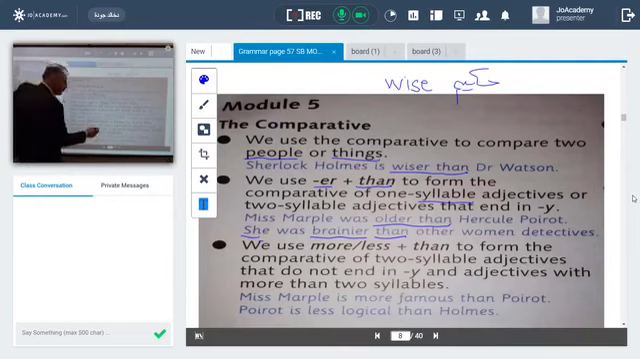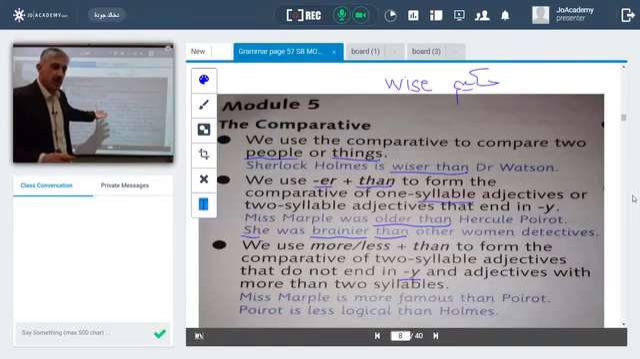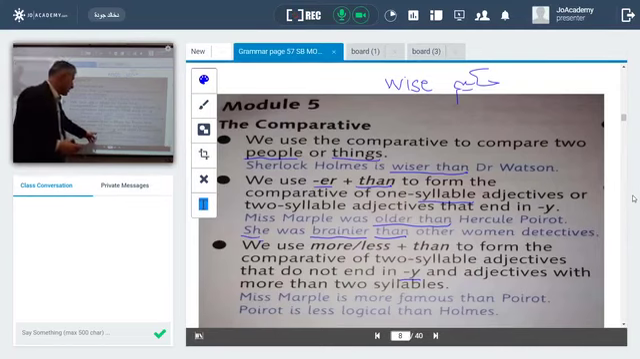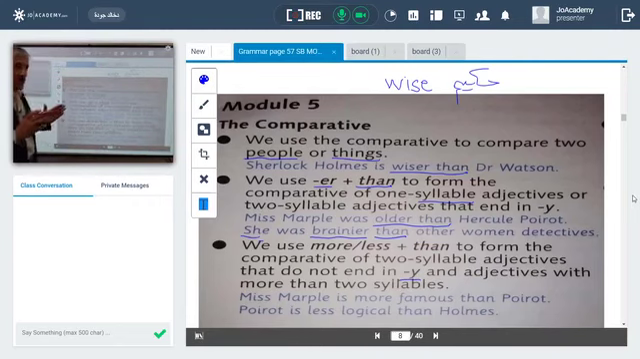So here we have to notice that if the adjective ends with y, then we change it to IER. We treat it as one syllable. But if it is two syllable adjectives, then we have to add before the adjective the words either more or less. And adjectives with more than two syllables, also we add more or less. So two syllables and more, we add more or less before the adjectives.